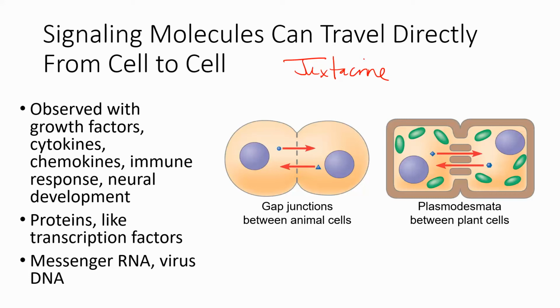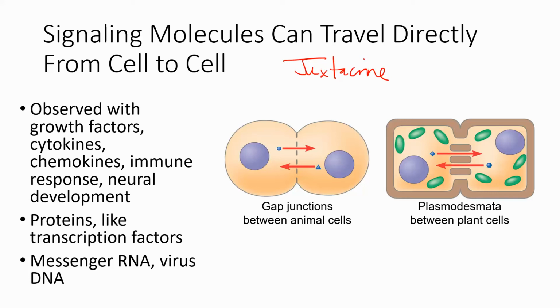Some cells that mediate the immune response can also communicate this way, and plants will communicate this way. There are different types of junctions in animal cells that allow this type of communication. They're called gap junctions. And then within plants, they're called plasmodesmata, which are basically little channels that go through the cell membrane and cell wall and carry a little bit of cytoplasm in there.